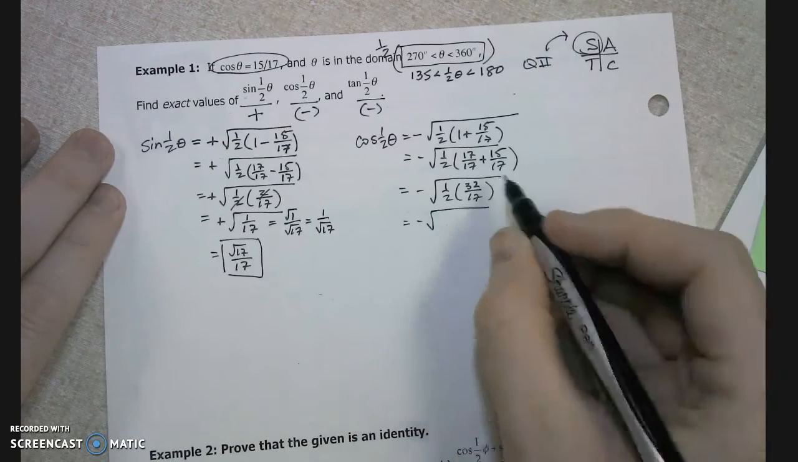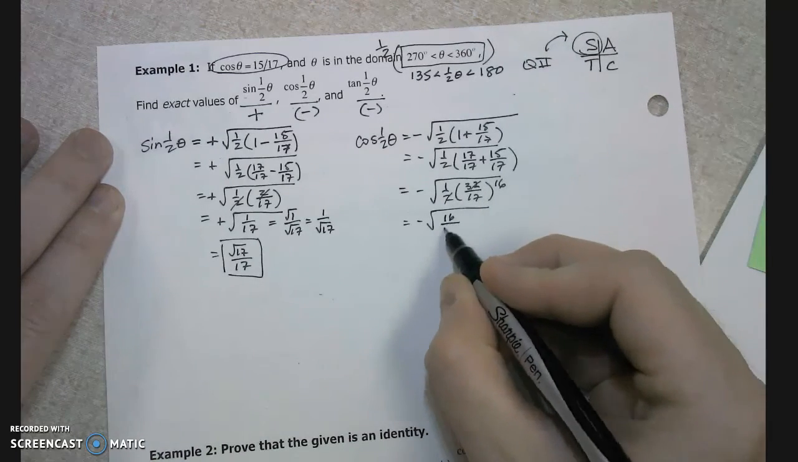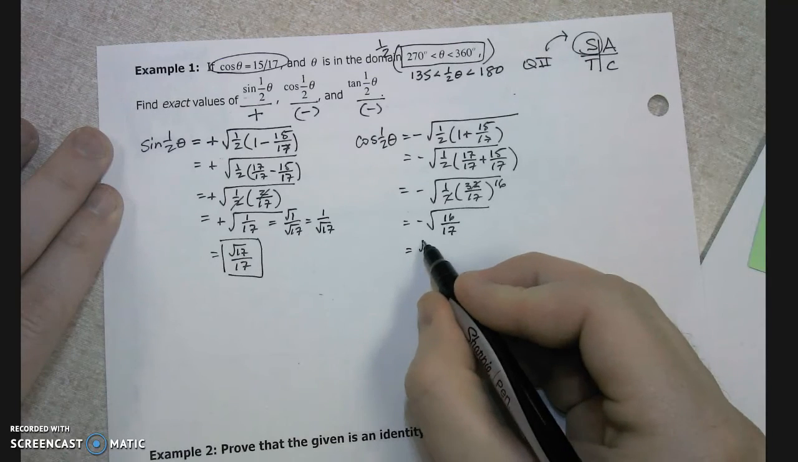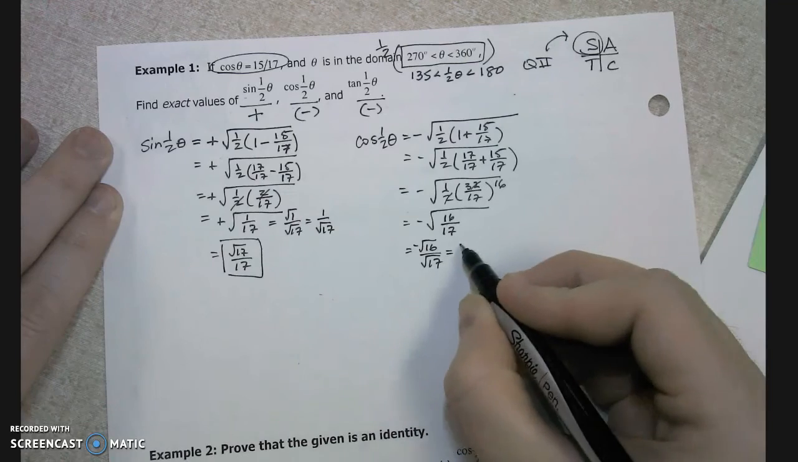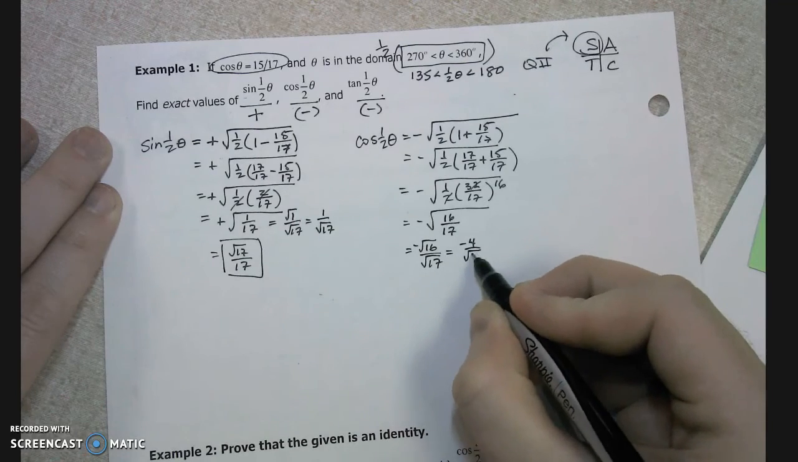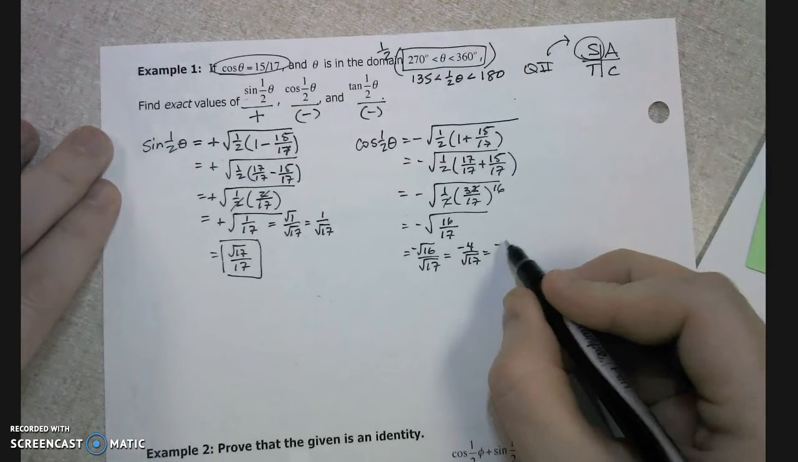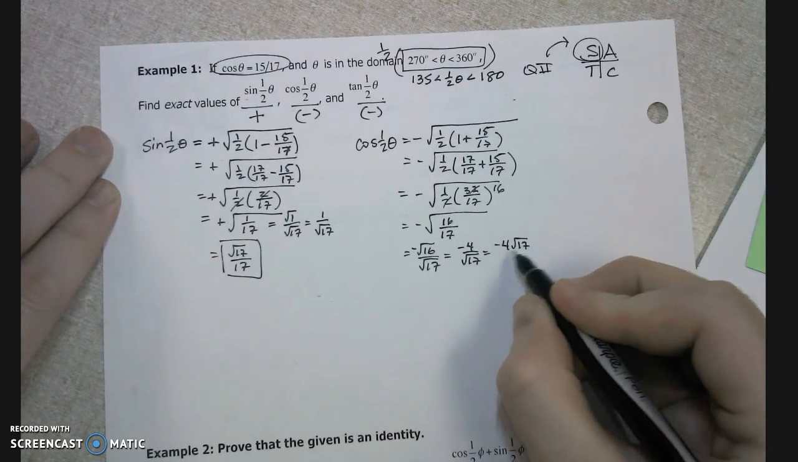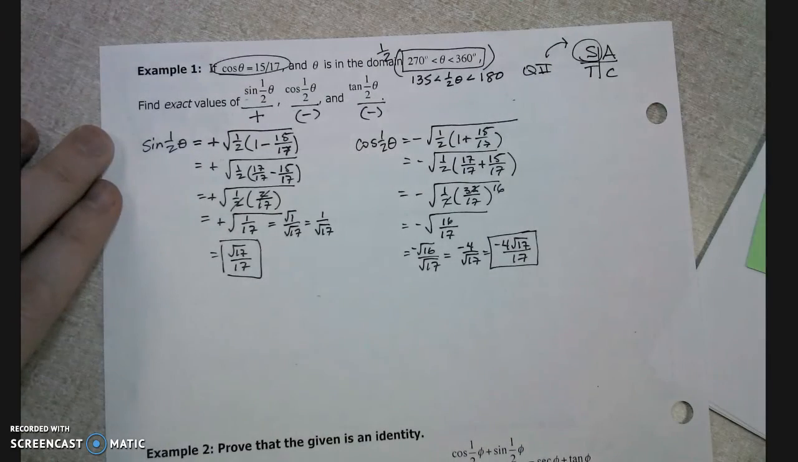We can reduce the inside. If we take a 2 out, that'd be 16/17. We can do square root of the top, square root of the bottom. And now I'm going to have negative 4 over rad 17. And we want to rationalize this and bring the radical to the top. So that's cosine of half theta.